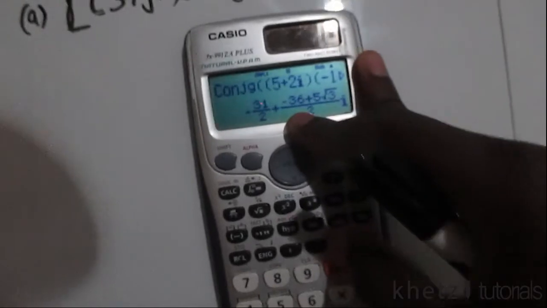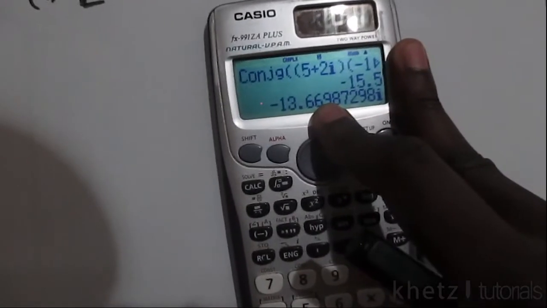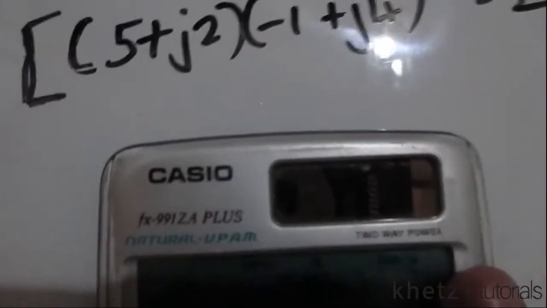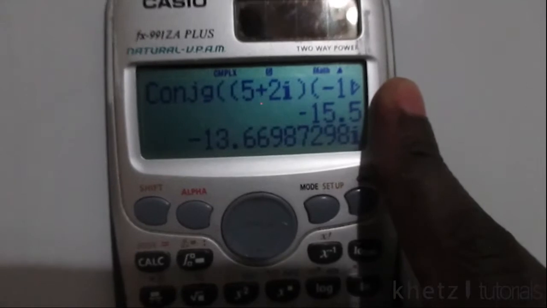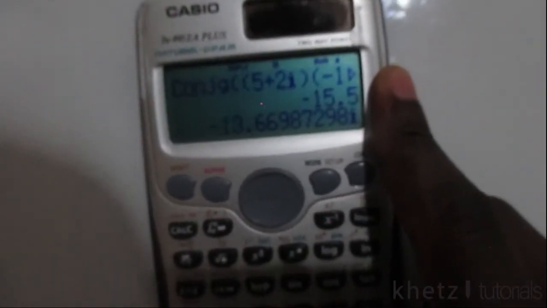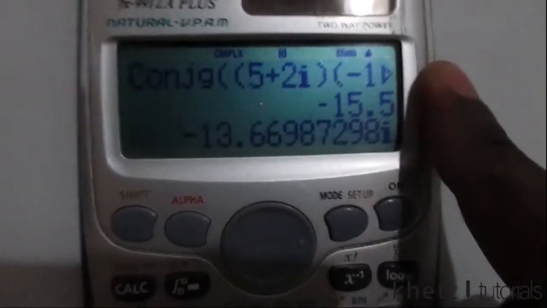Depending on what the question is asking for, you'll transform this answer into that form. So this is our answer over here on our calculator, and all that's left is to transform it into the form which is required in your question. In the textbook, it's given in the rectangular form of a complex number. So our answer in this case is -15.5 minus j13.67. I'm just going to put the calculator away and write the answer.